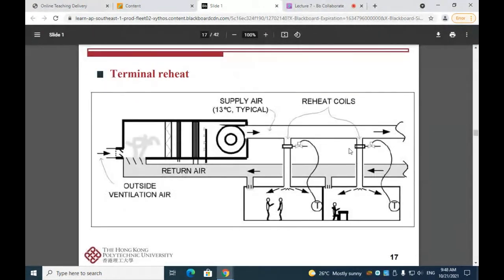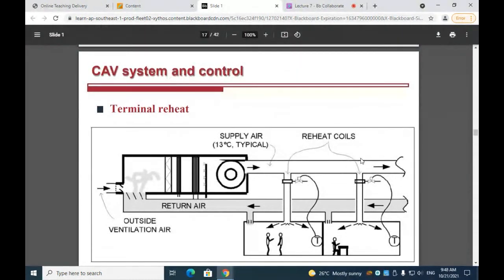The third control strategy we will learn for the CAV system is terminal reheat. You can see that here we have two zones, and each zone is installed with a thermostat, and the thermostat is connected to a reheat coil. For this CAV system, all the zones will first of all share an air handling unit.